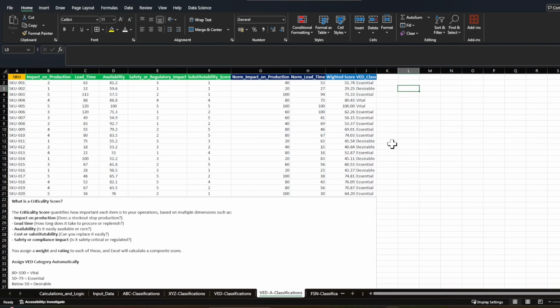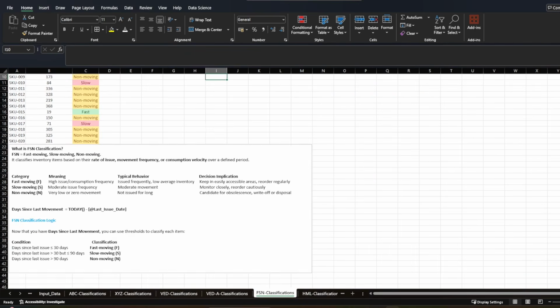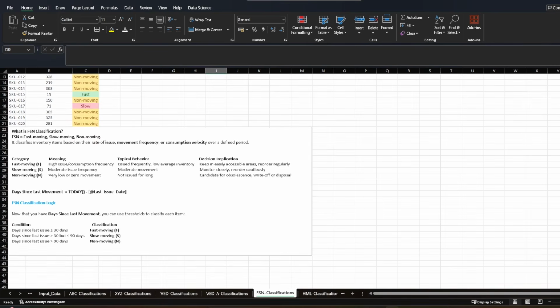Great. So now moving on to the next one, which is FSN classification. So we know what FSN classification is. It is fast moving, slow moving, and non-moving. It classifies inventory based on their rate of issues, movement frequency, or consumption velocity over a definite period.